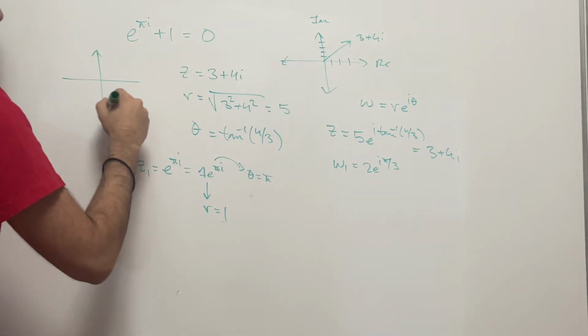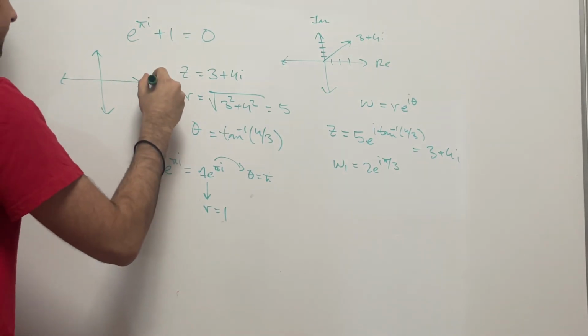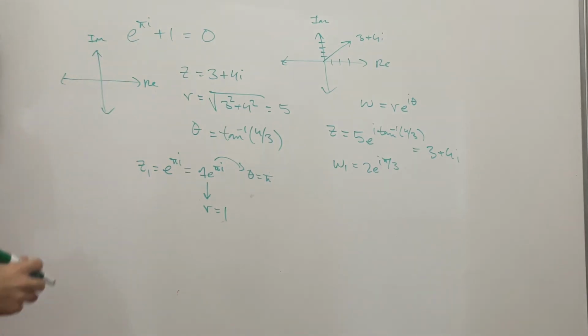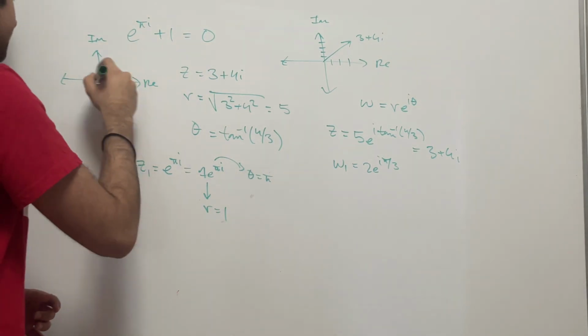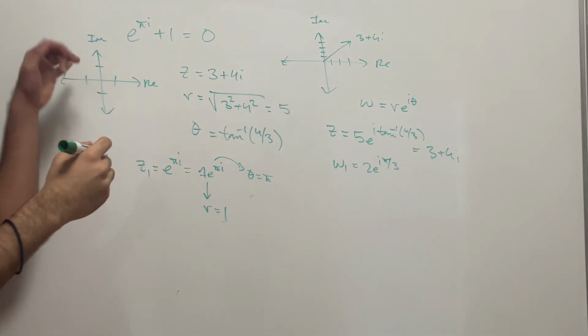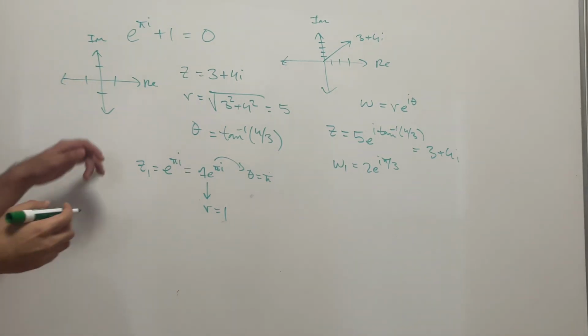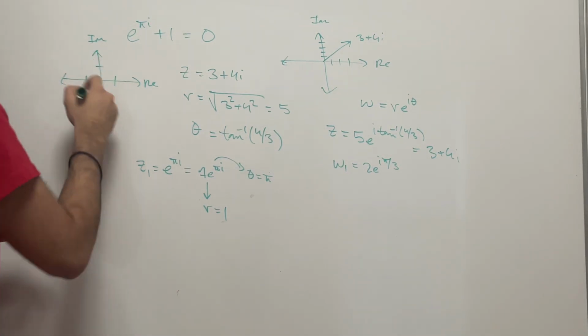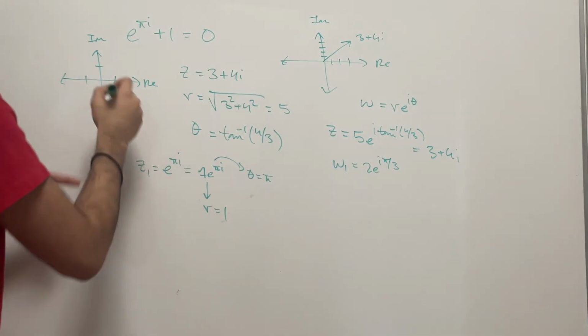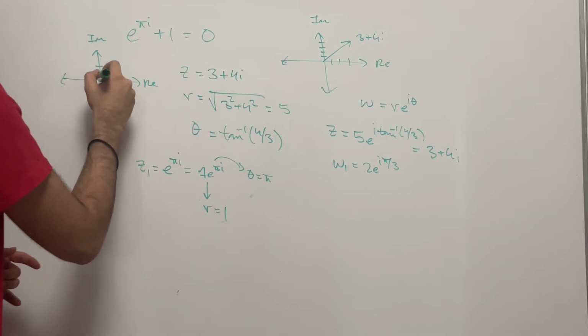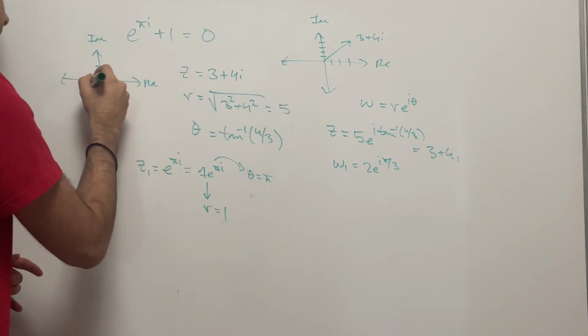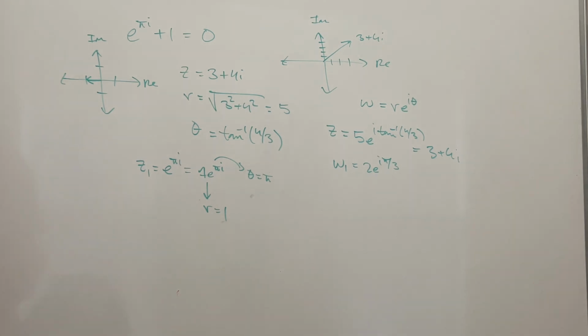So we have the real axis and the imaginary axis. Here, the magnitude is 1, so it can be anywhere in this little circle area. The direction is pi, so it's going to be on the left part of the real axis, 1 unit out right here. That's our vector.